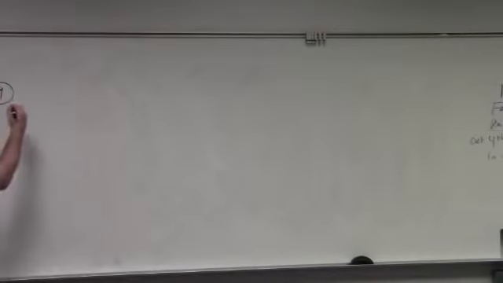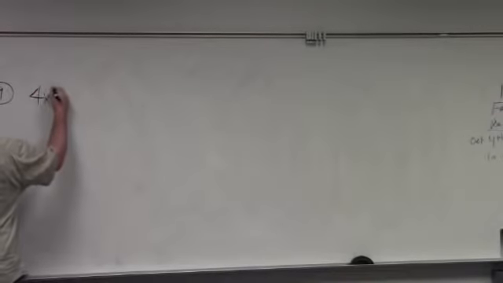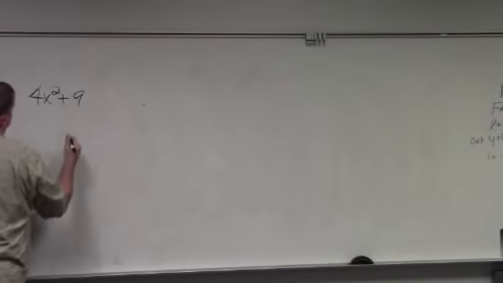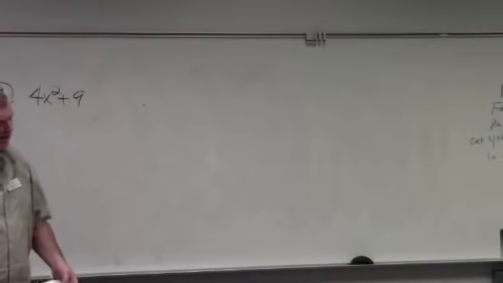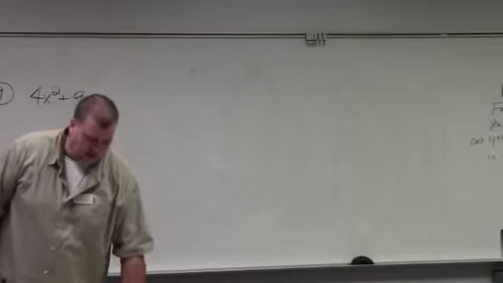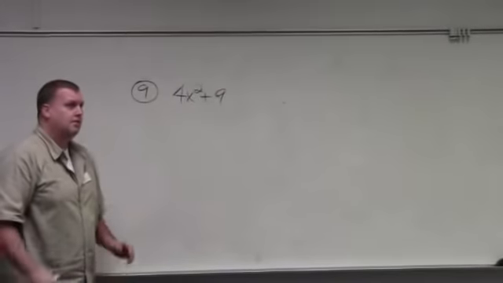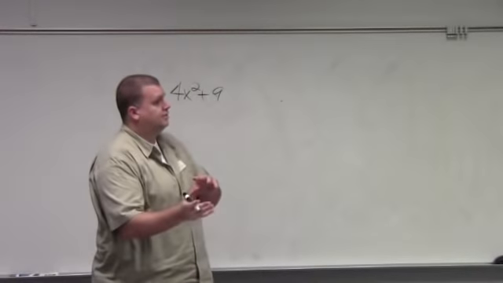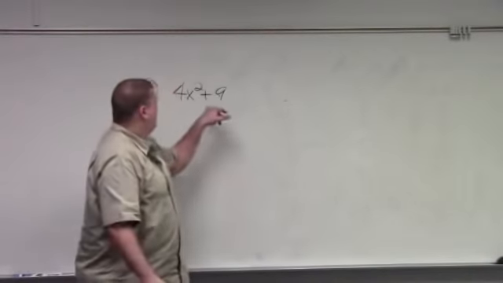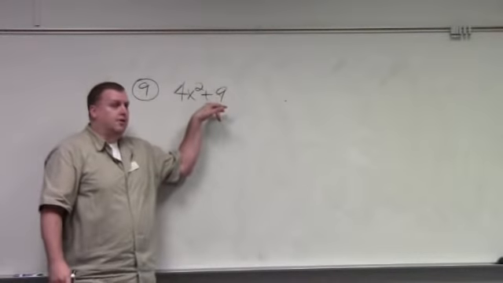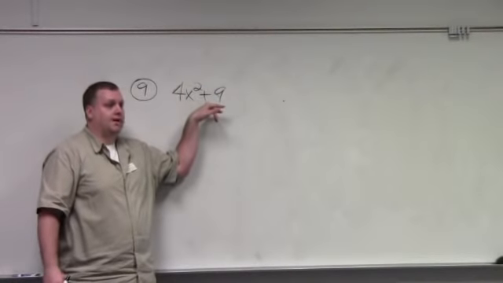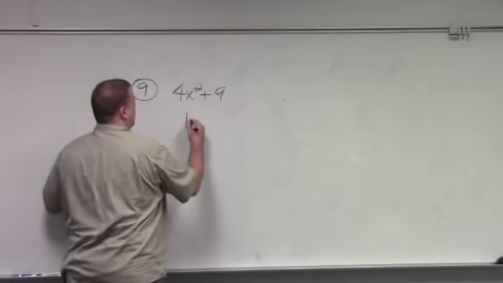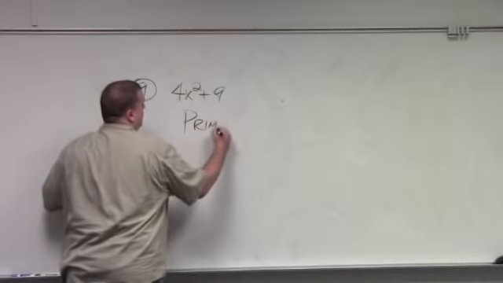Number 9 says we have 4x squared plus 9. So is there a greatest common factor? No. How many terms are there? 2. So it's either a sum of squares or difference of squares. Sum of squares. It's a sum, it's a plus sign, and the sum of squares is non-factorable. That stays like that. So you just say, well, I can't do anything with that. That's prime.